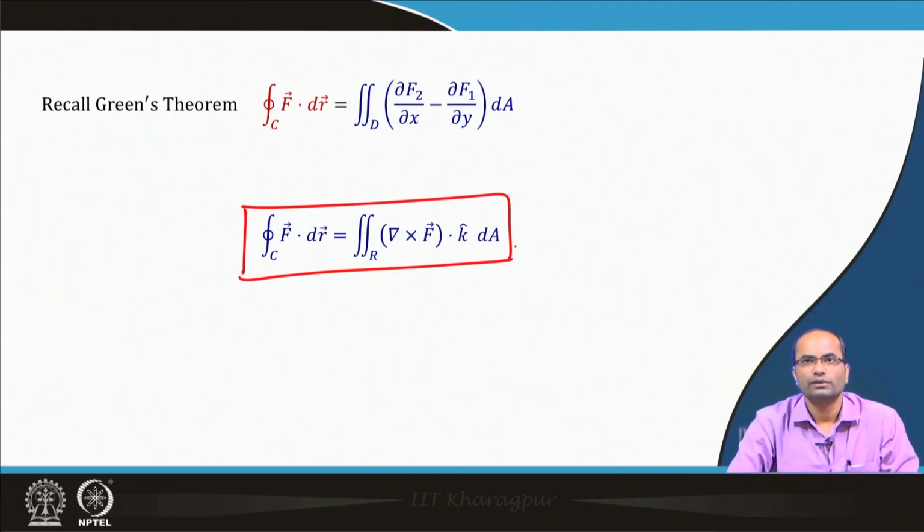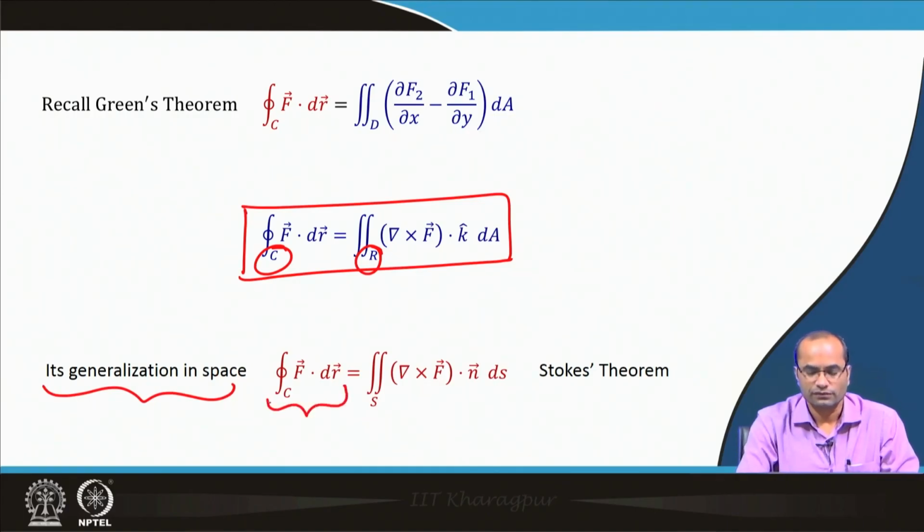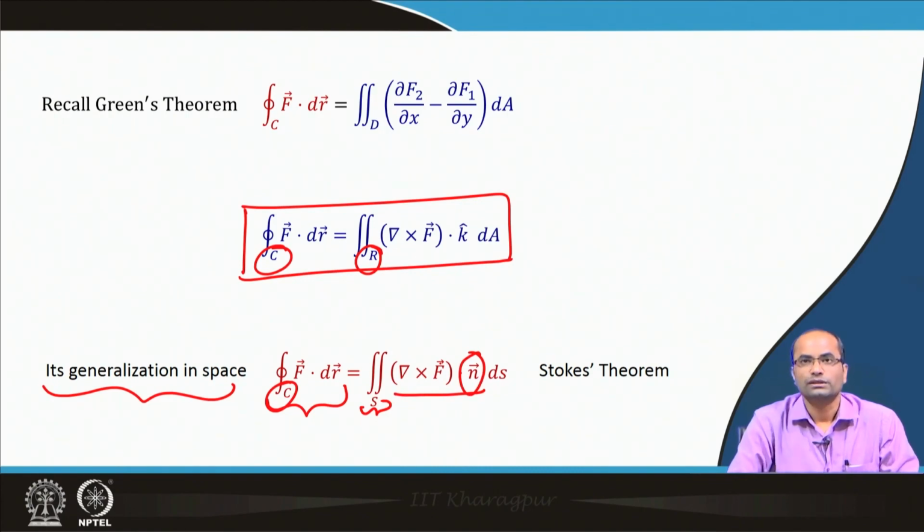we were able to extend it to 3 dimensions, where the curve can be in 3-dimensional space, and then R, which was the region in the plane, will become a surface. That is what we have seen, its generalization in space. Now the curve C is in space, and the area bounded by this curve is a surface. Now we can do the surface integral, and n is the normal to the surface. So, this was Stokes theorem, which we have already discussed in the last lecture.